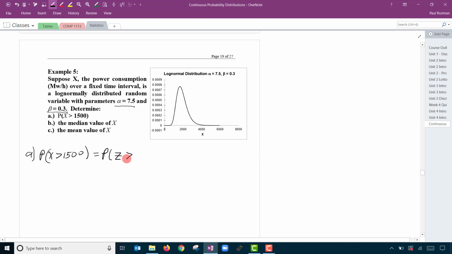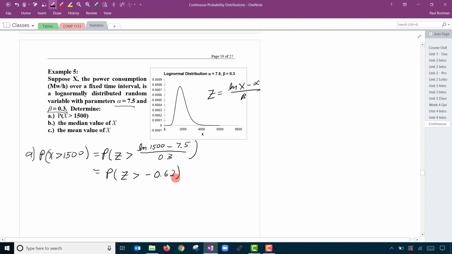So z is greater than the natural log of 1,500 minus the mean of those values, which is 7.5, and divide that by the standard deviation of those transformed variables, which is 0.3. Remember, z is the natural log of your variable minus alpha over beta. The calculation here gives us z greater than negative 0.62.